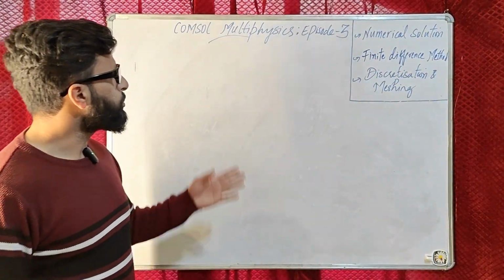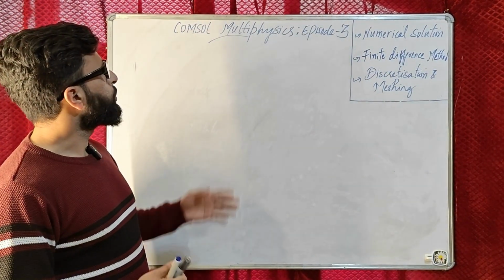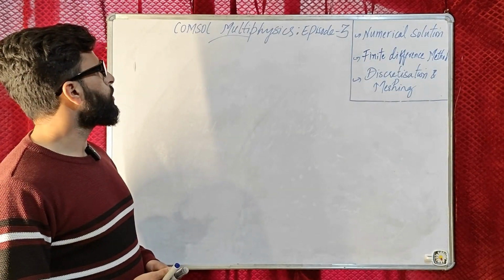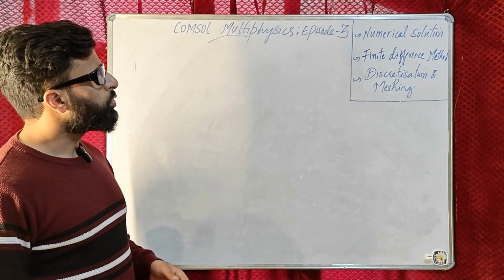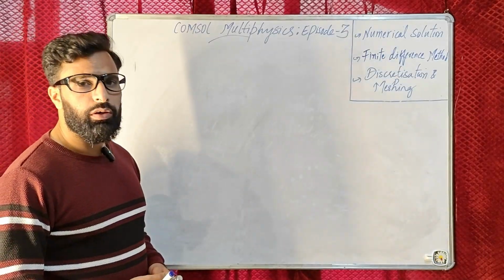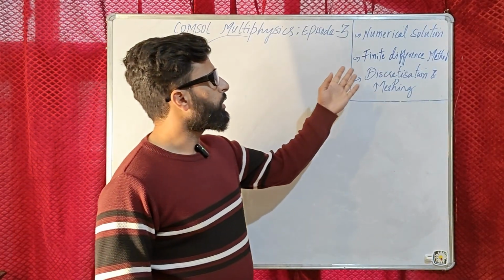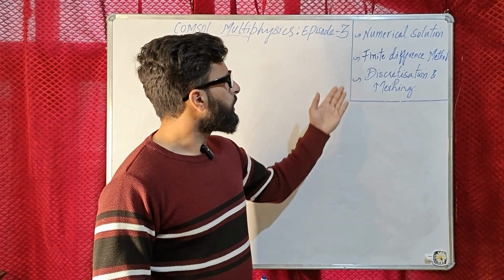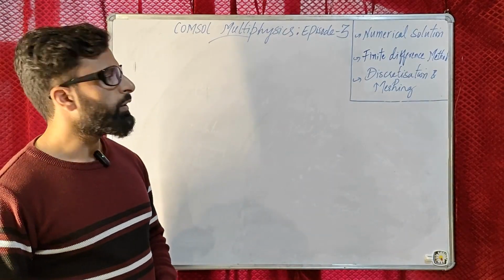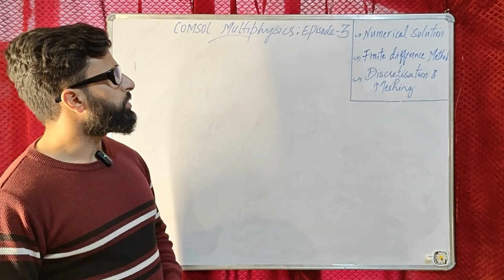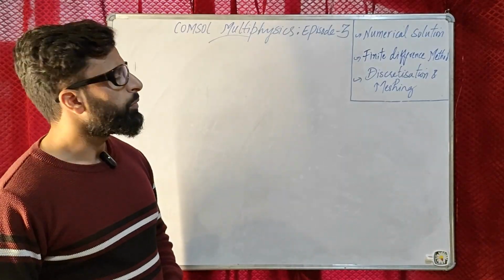This is the third episode of the tutorial series, COMSOL Multiphysics for beginners. In this episode, we are going to learn what a numerical solution is, then what the finite difference method is, and after that what discretization and meshing are.